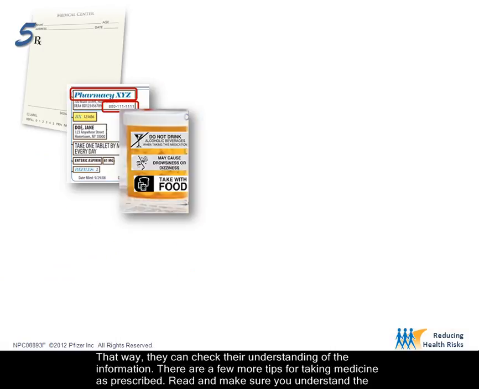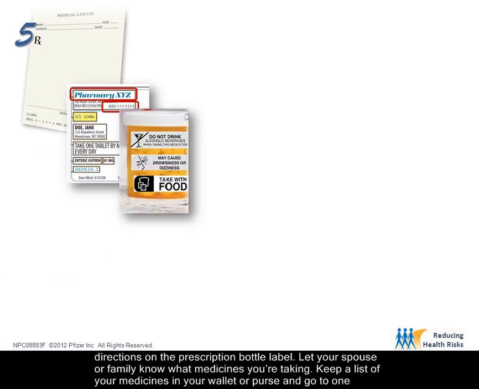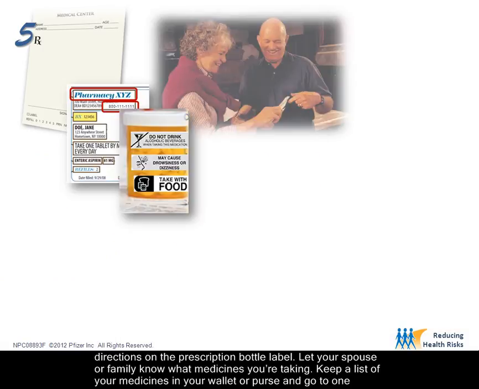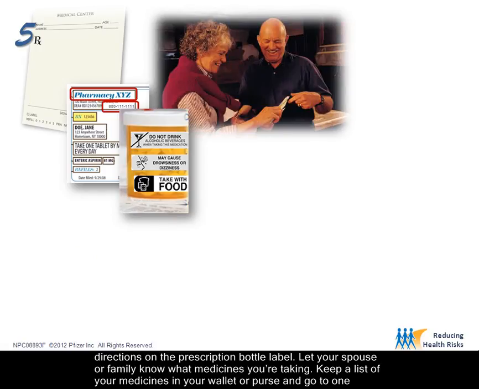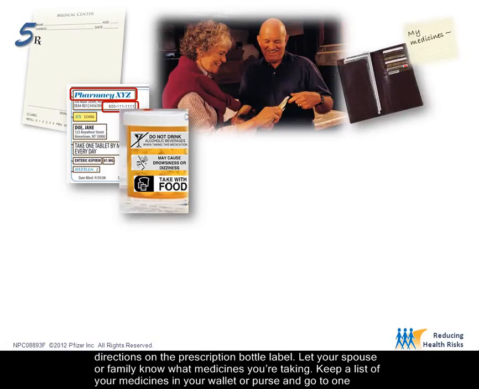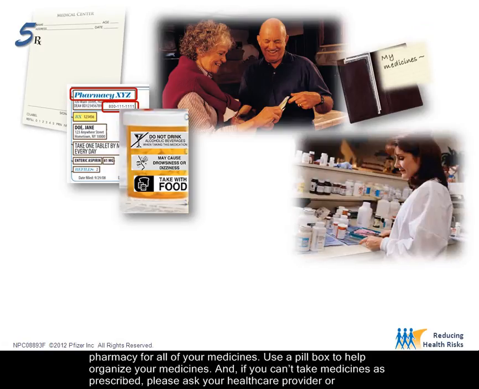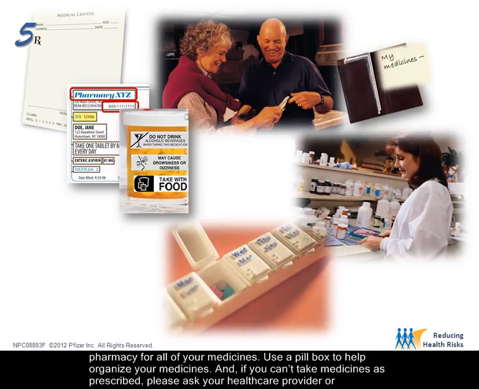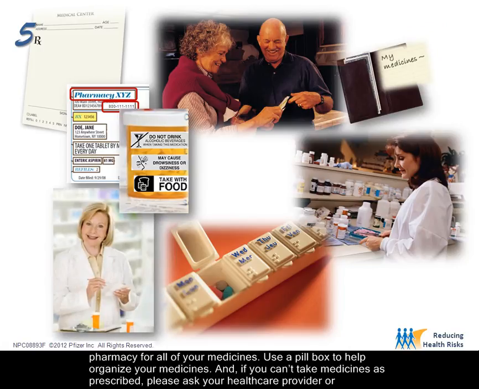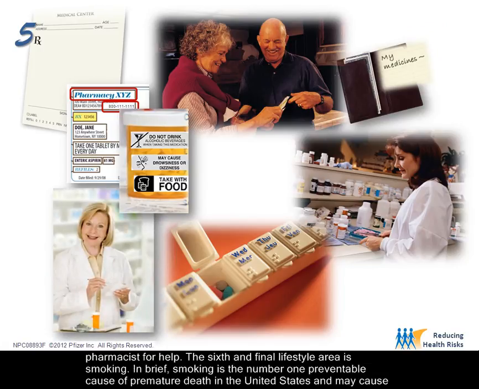Read and make sure you understand the directions on the prescription bottle label. Let your spouse or family know what medicines you're taking. Keep a list of your medicines in your wallet or purse and go to one pharmacy for all of your medicines. Use a pill box to help organize your medicines. And if you can't take medicines as prescribed, please ask your healthcare provider or pharmacist for help.